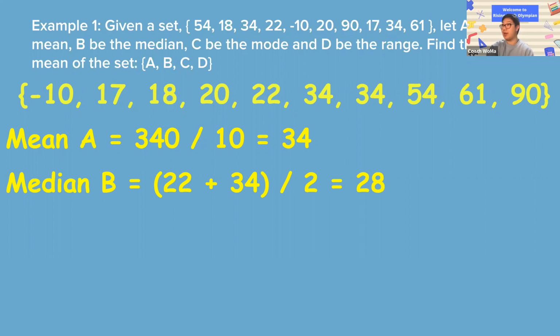Then for the mode, that just means which number appears the most frequently. If there are multiple numbers that do this, usually we say that there are multiple modes.